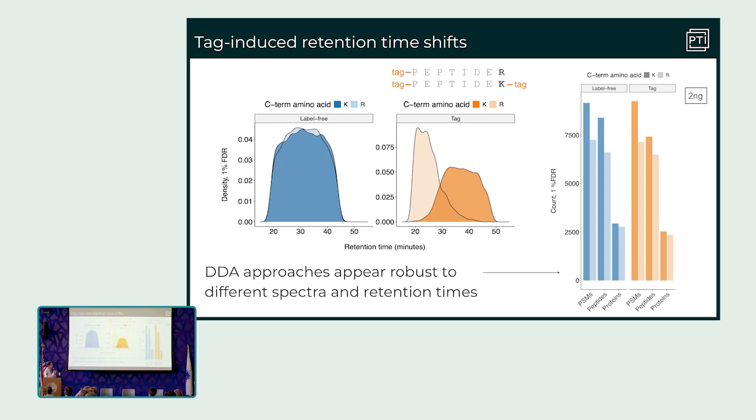Unfortunately, this is not an issue for DDA approaches. DDA data is going to be searched with more traditional database search software, which conventionally does not leverage retention time or retention time prediction to a significant degree. So we can see this is a 2 nanogram injection of a label-free tag sample on the Orbitrap Astral. And we see that the relative proportions of lysine and arginine terminating peptides that we're able to see in this DDA sample are relatively evenly matched.